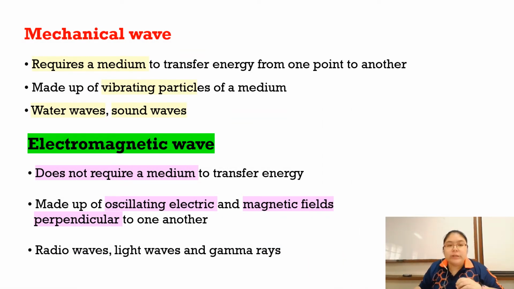Now we go into more detail about mechanical waves. First, they require a medium to transfer energy from one point to another. They are made up of vibrating particles of a medium. Examples are water waves and sound waves. Electromagnetic waves do not require a medium to transfer energy. They are made up of oscillating electric and magnetic fields perpendicular to one another. So that includes two things: the electric field and the magnetic field, which must be perpendicular to each other. Examples are radio waves, light waves and gamma waves.